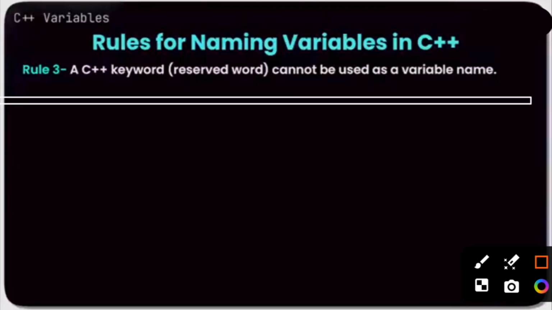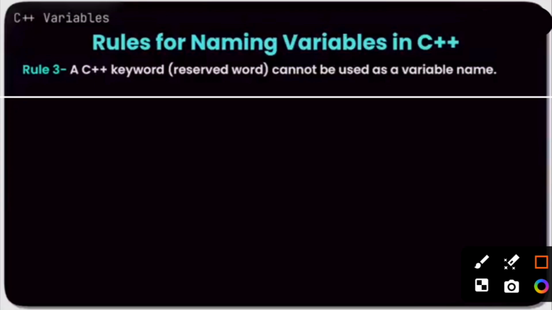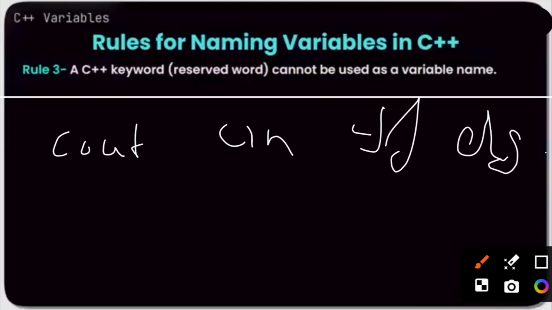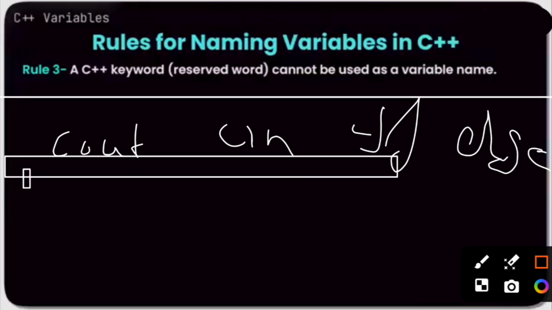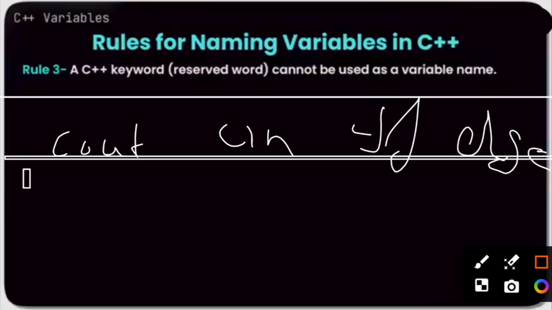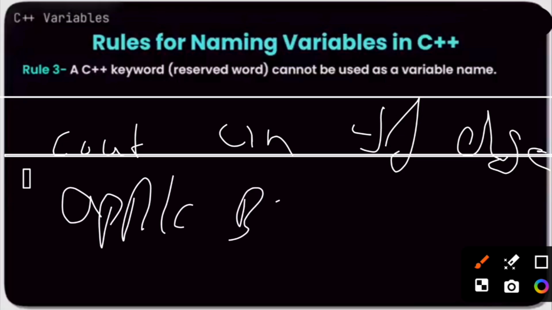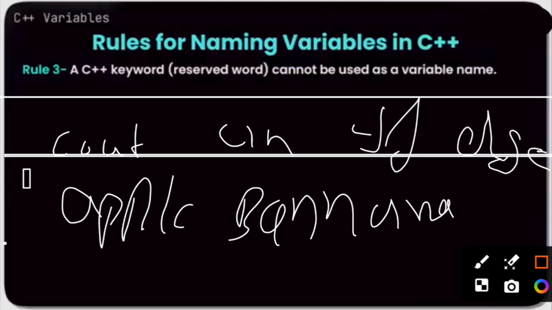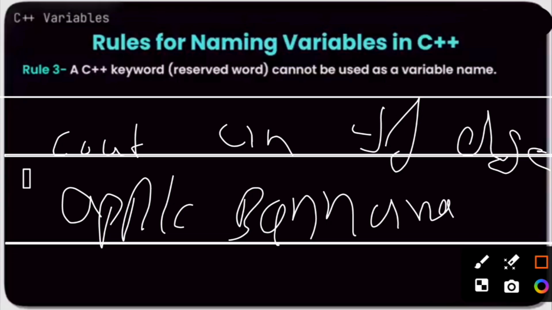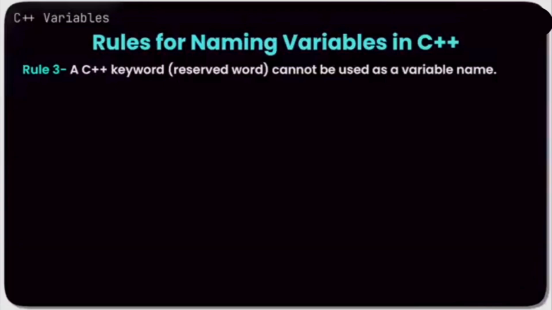This says that a C++ reserved word like cout, cin, if, else statements cannot be used, but other words like apples, banana, or any other can be used in C++ naming, which are not reserved in C++.